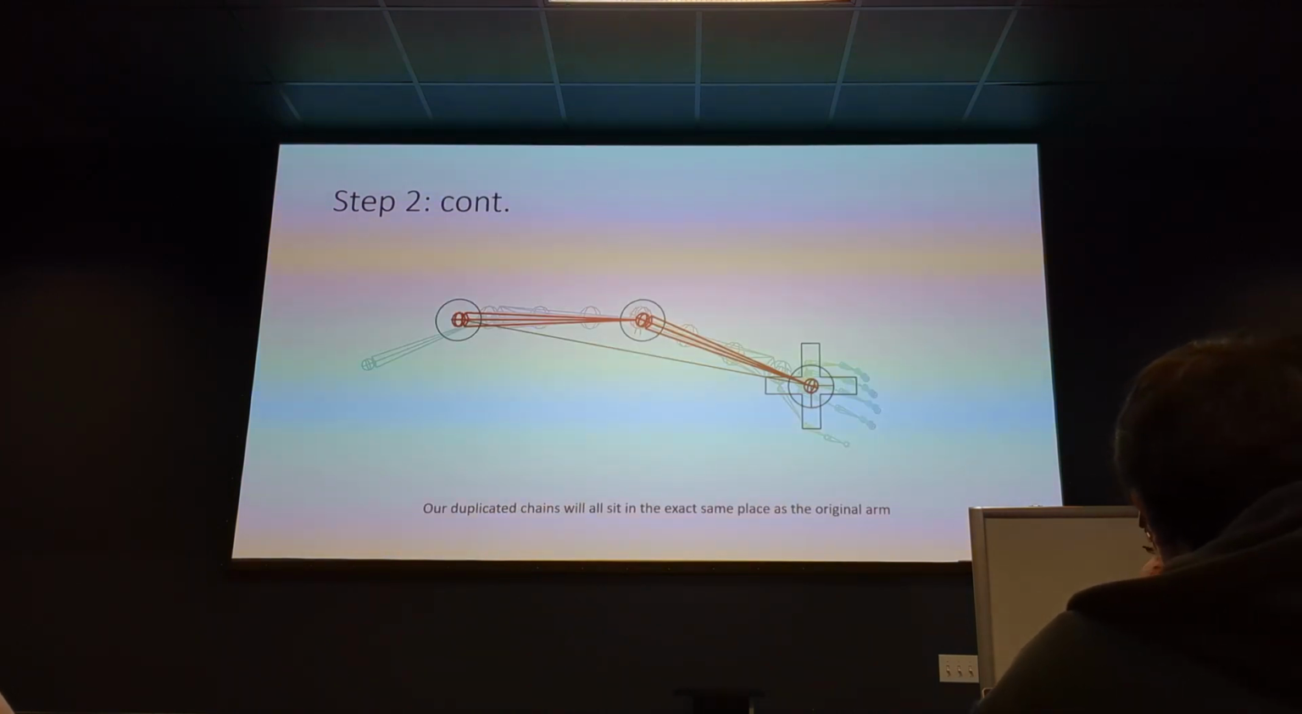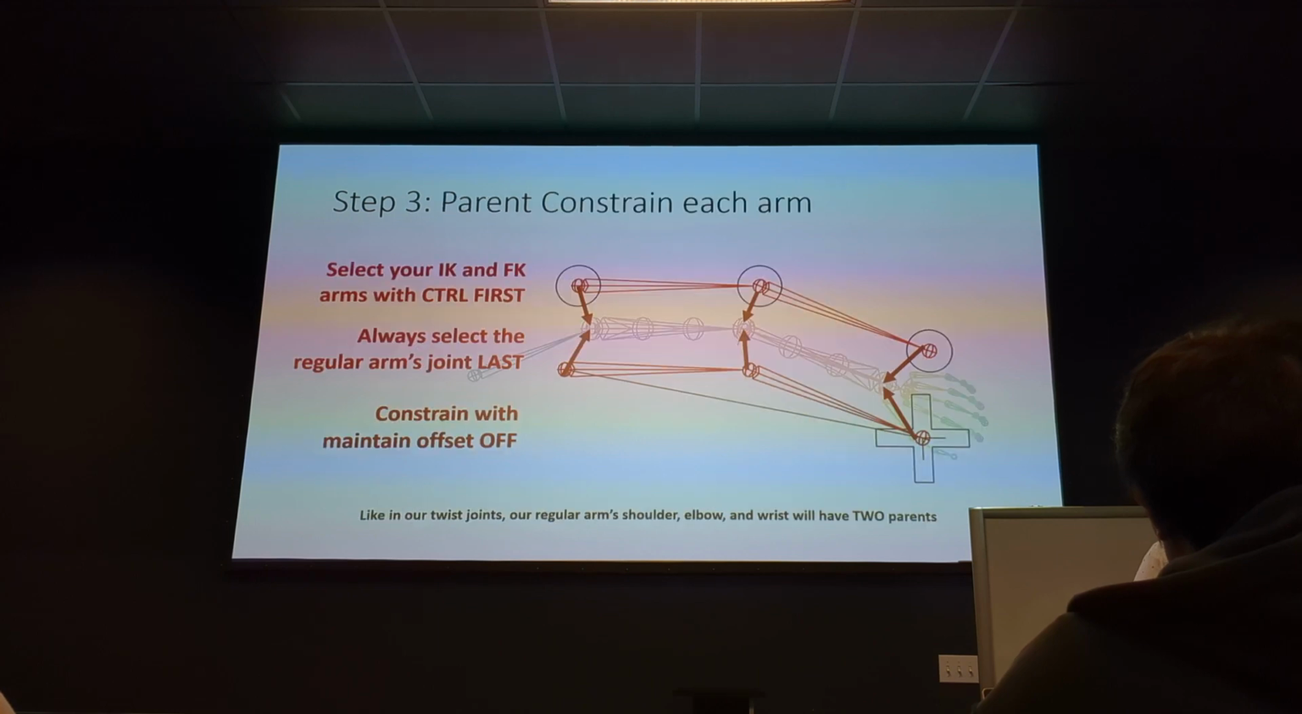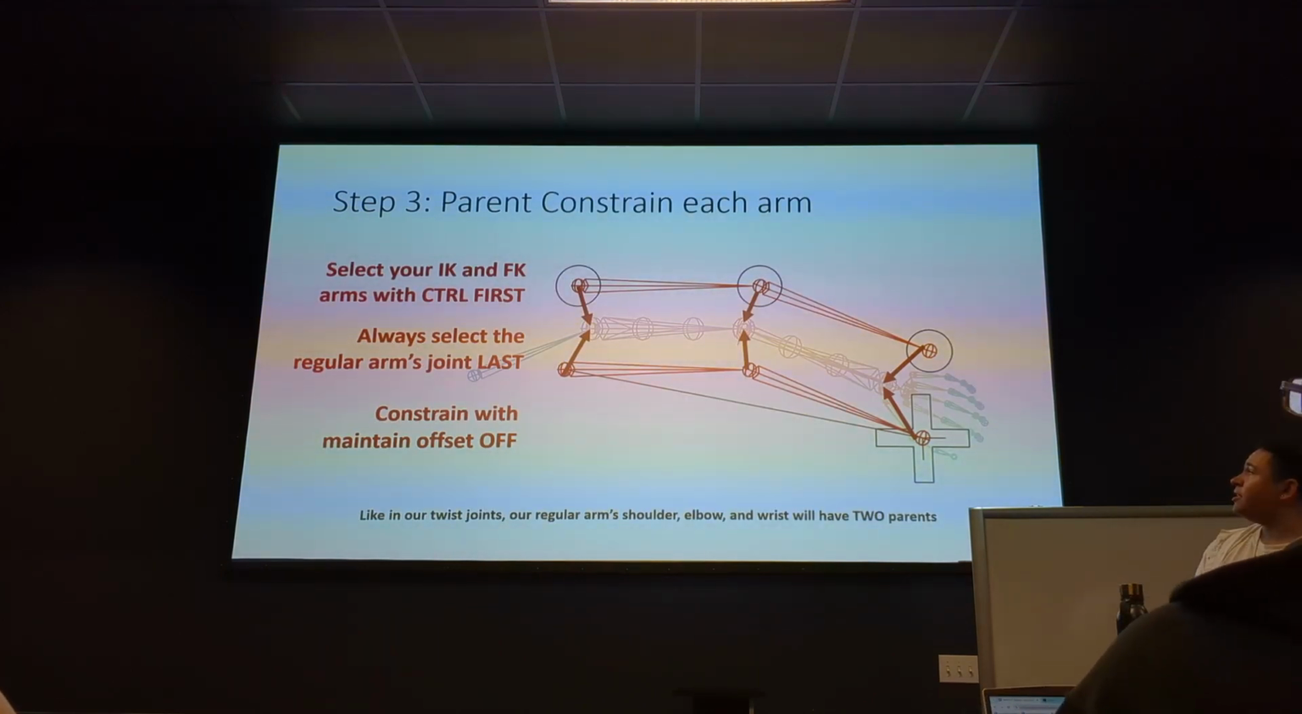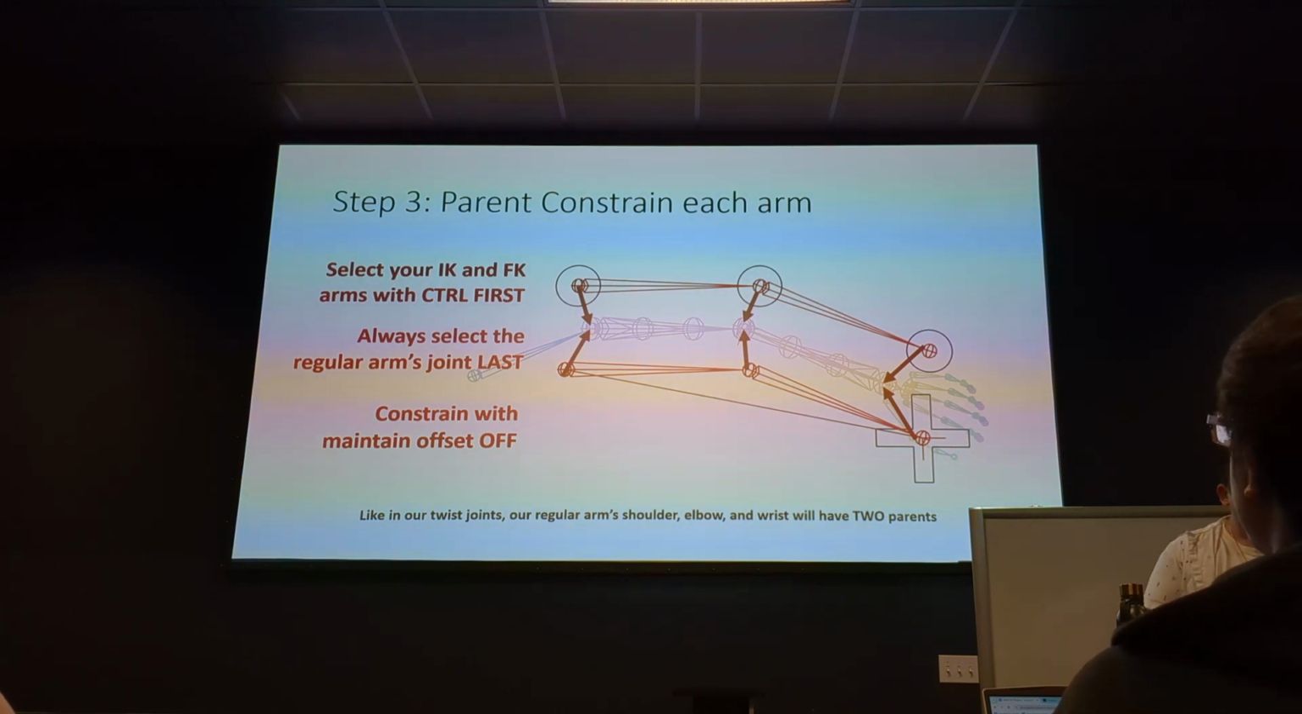We're going to put them inside each other on top of the original arm, and we're going to constrain them to it, right? So the idea here is when we're doing our constraints, we'll need to make sure that we grab our regular arm joint last. We're going to have 2 parents in our parent constraint.